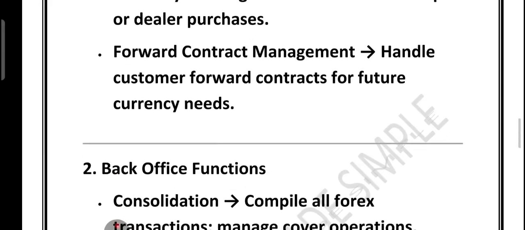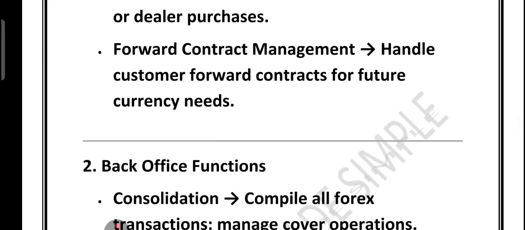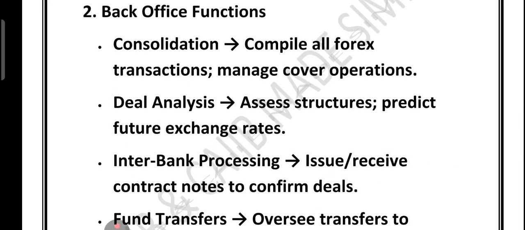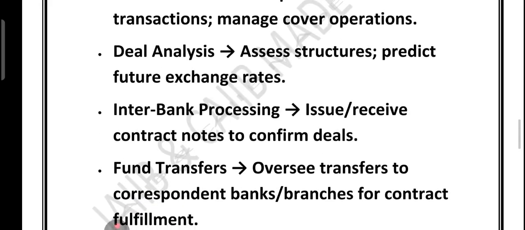And then we have forward contract management. It handles customer forward contracts for future currency needs. If you look at the back office function, we have consolidation, where you compile all the forex transactions and manage cover operations. Deal analysis means assessing the deals and predicting future exchange rates.